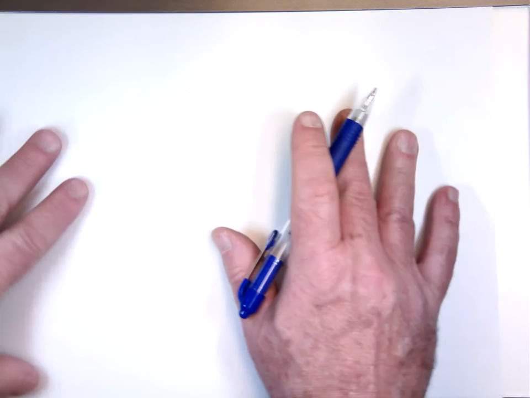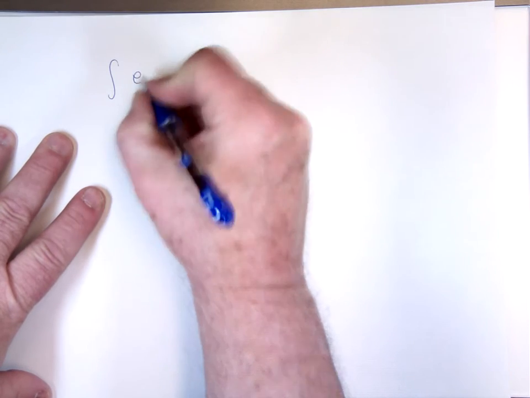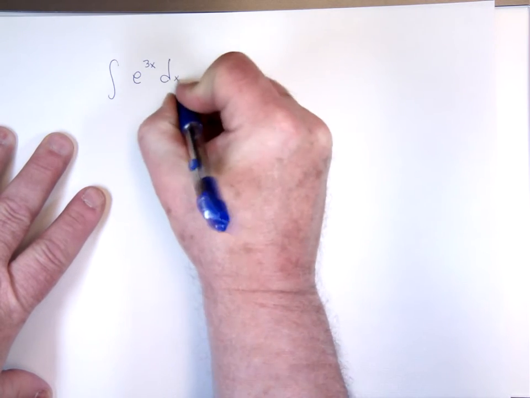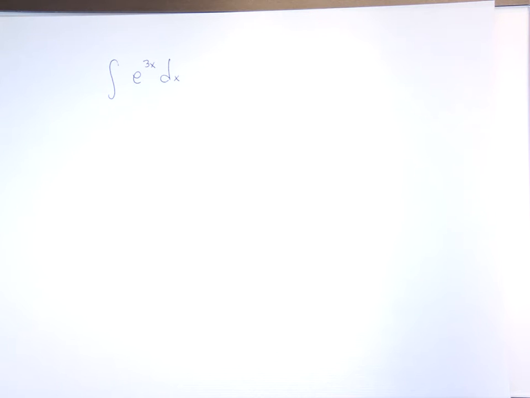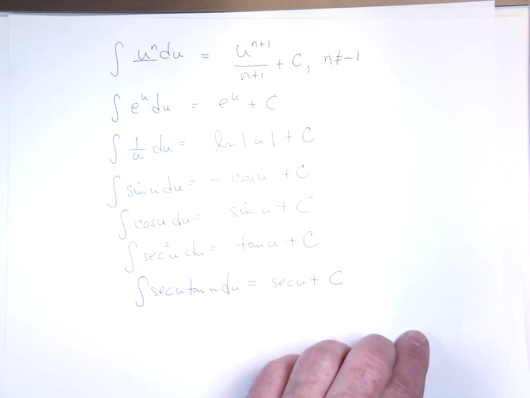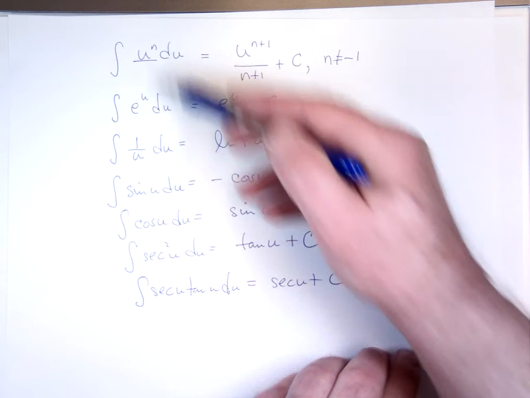Okay, let's do some examples of using these generalized integration rules. Let's do something like this. How about the integral of e to the 3x dx? What you're going for is to take this integral and, by an appropriate substitution, end up with one of these integration forms. Once you get it to look like one of these forms, you can do the integral.